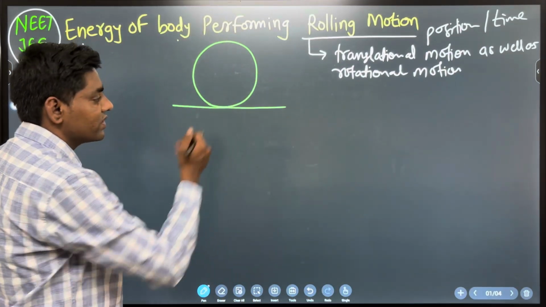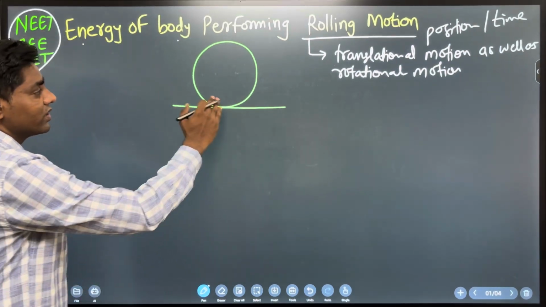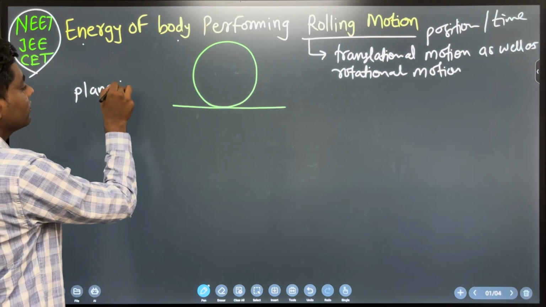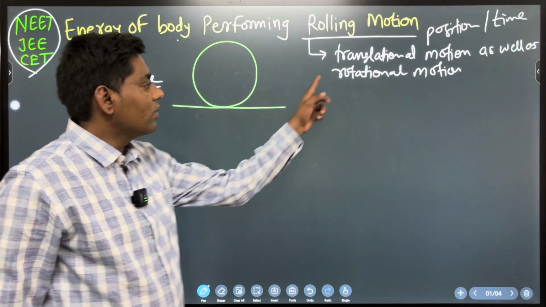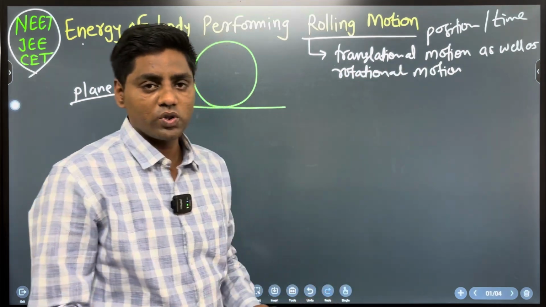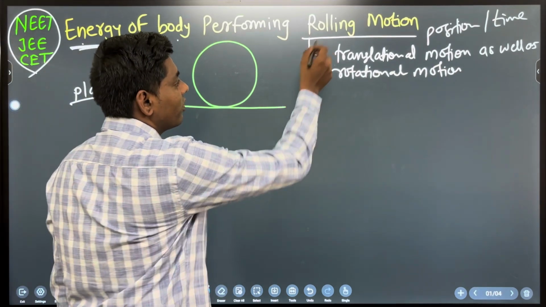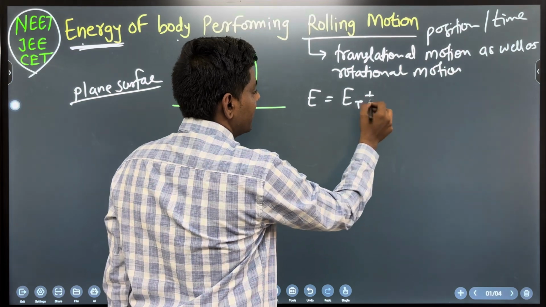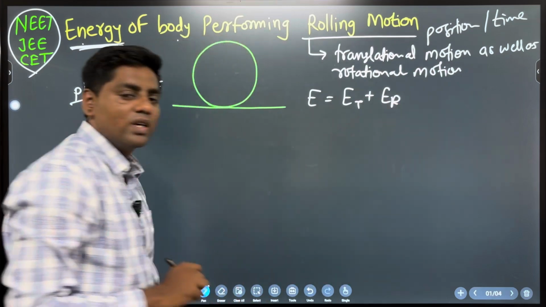So for that we consider one shape, that is the sphere. We consider the shape of the sphere. Now it is performing the rolling motion over the plane surface. So whenever it performs the rolling motion over the plane surface, the body has translation motion as well as rotational motion. Therefore we can calculate the total energy of the body performing the rolling motion: E equal to ET plus ER. ET means translation energy and ER means rotational energy.